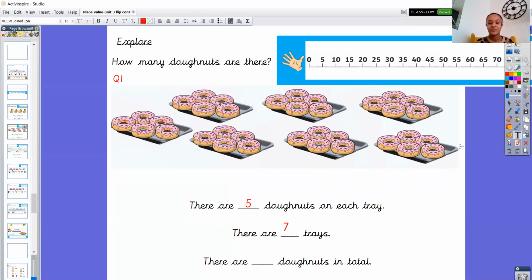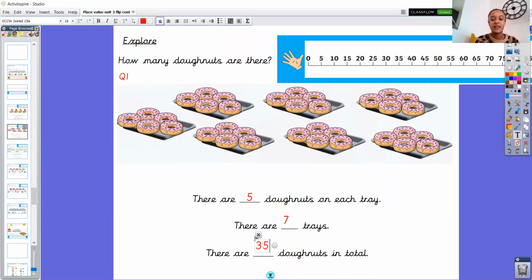Brilliant, well done. And you can, like I said with the last question, you can use your fingers. So we know there are 7 trays. You can get 7 fingers up, and you can count in your 5s looking at the number line. 5, 10, 15, 20, 25, 30, 35.